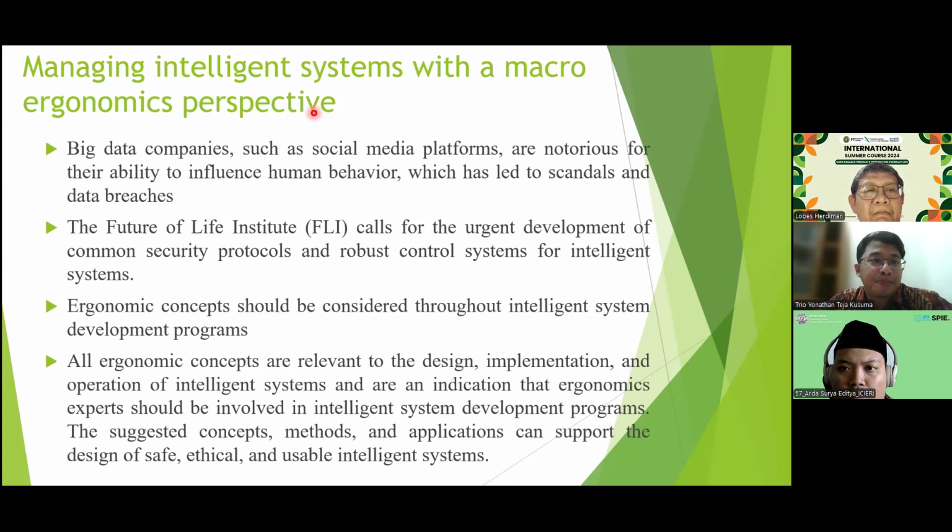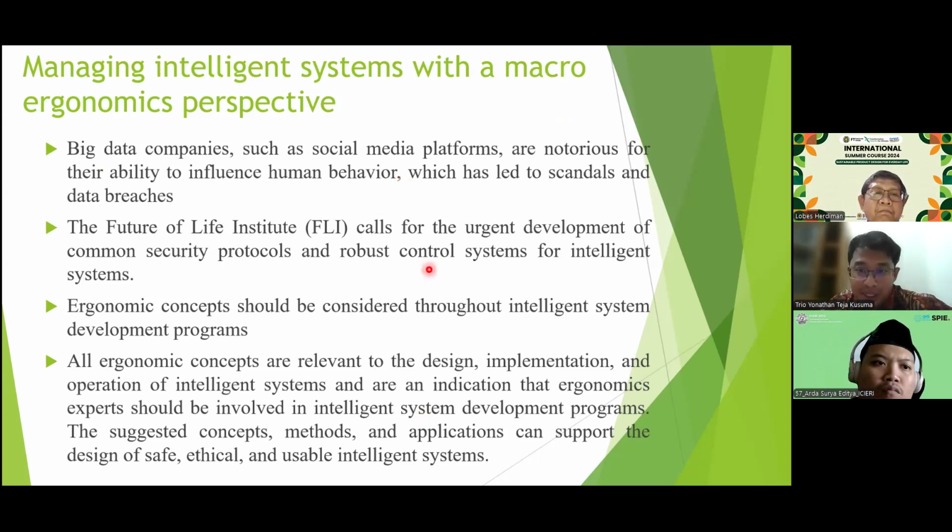In managing intelligence system with macroeconomics, big data companies such as social media platforms are notorious for their ability to influence human behavior, which has led to scandals and data breaches. The Future of Life Institute calls for the urgent development of common security protocols and robust control systems for intelligence system.